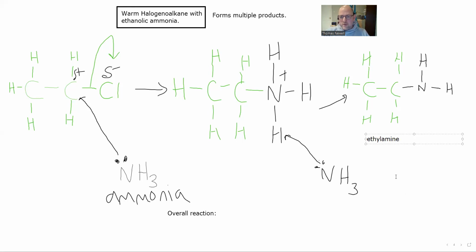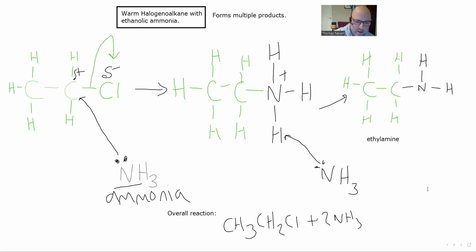That wasn't the worst thing in the world. So that wasn't the end of the world. That wasn't the worst thing in the world, the formation of ethylamine. And we can write an overall reaction for this. So we can write it like this. CH3CH2Cl. We got 2 ammonia molecules involved, as we had one here and one here. So 2 ammonia molecules involved. And that makes, oh my good gosh, ethylamine. I'm running out of room. When you get to the edge of the screen, it gets all a bit messy. So we've got ethylamine there.